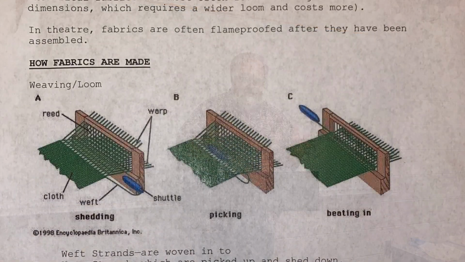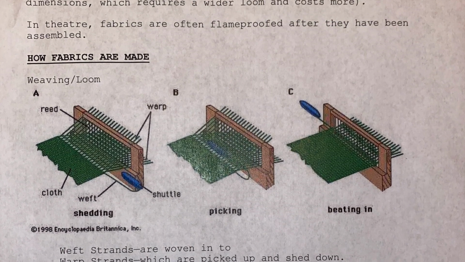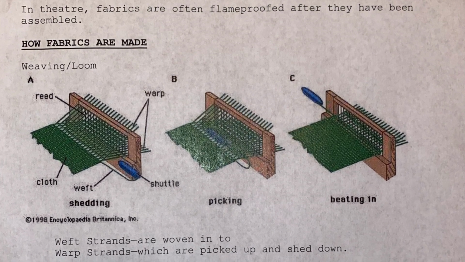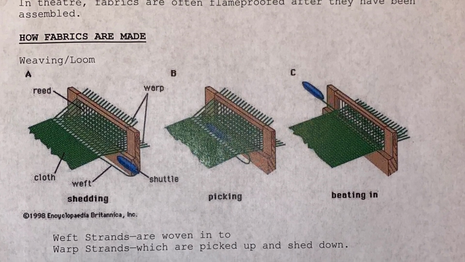Now the loom is going to have several parts to it. One of the most important parts is the reed, which separates the warp threads. And then you're going to have a picker that will alternately raise and lower the warp threads as you send a shuttle through, which gives you your weft thread.